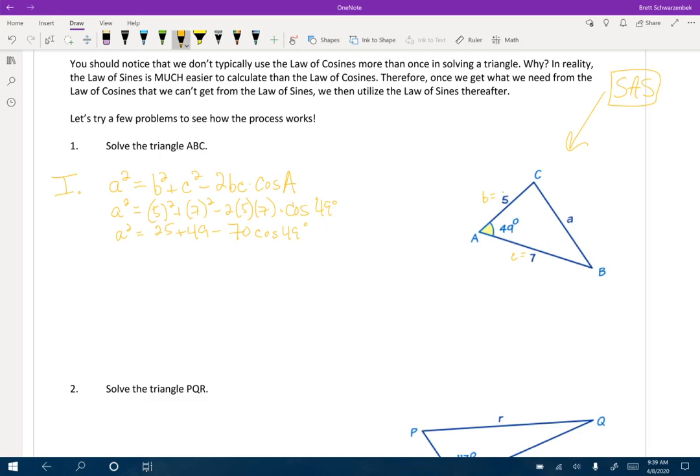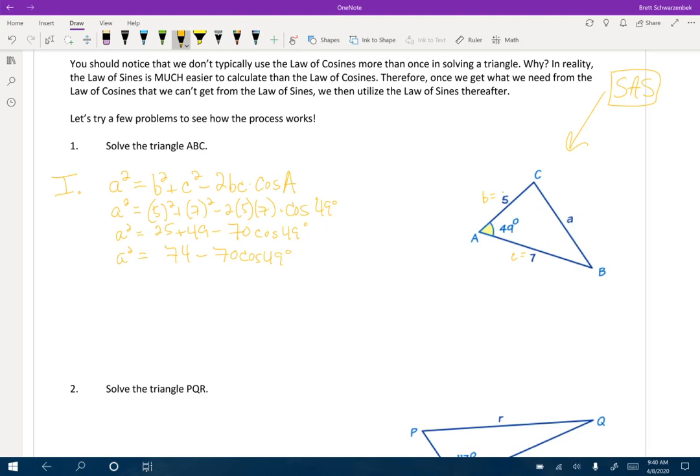Basically, what I get, and I'm just trying to prevent this, is students will literally take this, do the math, and then multiply by cosine of 49. That is illegal. You cannot do that in this setting. Why? Because there's an order of operations here where we have to do the multiplication first before we start combining it with the 25 and 49. So what I usually do is I do it this way. First, let's add these together and get 74 minus 70 cosine of 49.